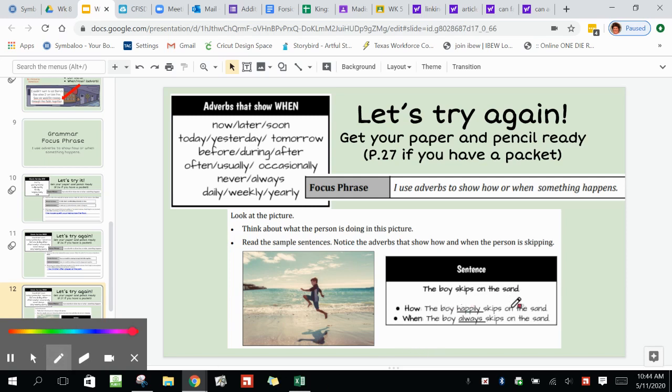All right, so skip we know is the verb. How is he doing it? Happily. I'm going to circle it because that's what I've been doing. And again, he skips on the sand. And when is he doing it? Always. These are the adverbs. Okay, let's see if I can write this. I can't. So those are the adverbs. Happily and always. Okay.